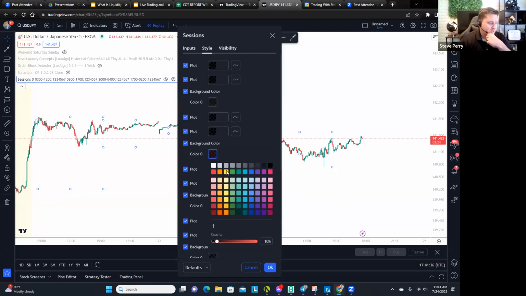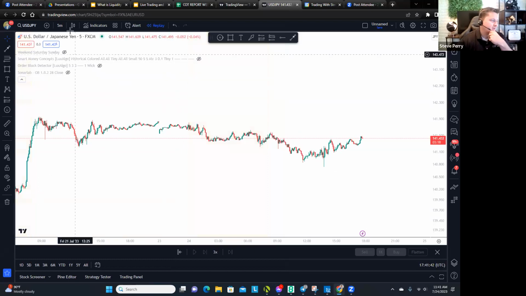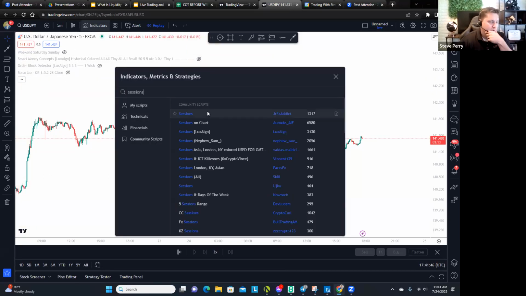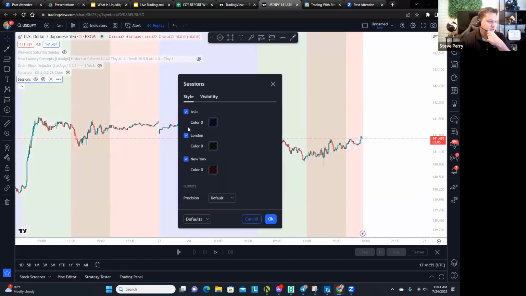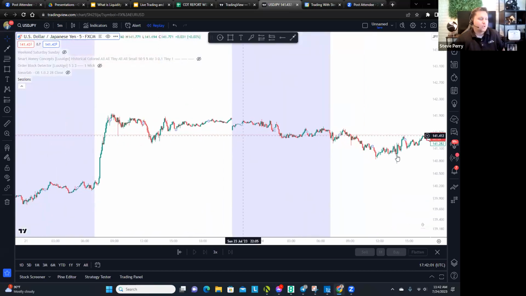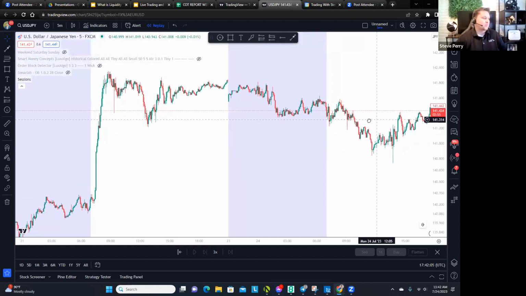Maybe I just don't want to spend too much time on this. Can I change that? Yeah, anyway, this is the one I liked, but let me try a different one. Let's do sessions. Maybe I'll do this one, see if this does it. Okay, this looks better. And then let's go to the settings and change this. Yeah, so just turn off London, turn off New York, leave the Asia one on. There, so anything in purple or this blue, whatever color that is, that's going to be your Asian session.